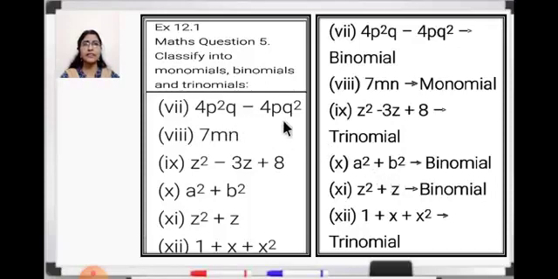The 7th one is a binomial as it has 2 terms. The 8th one has only 1 term, so it is a monomial. The 9th one, z squared minus 3z plus 8, has 3 terms, so it is a trinomial. The 10th one, a squared plus b squared, has 2 terms, so it is a binomial. The 11th one, z squared plus z, has 2 terms, so again it is a binomial. The 12th one, 1 plus x square, has 3 terms, so it is a trinomial.